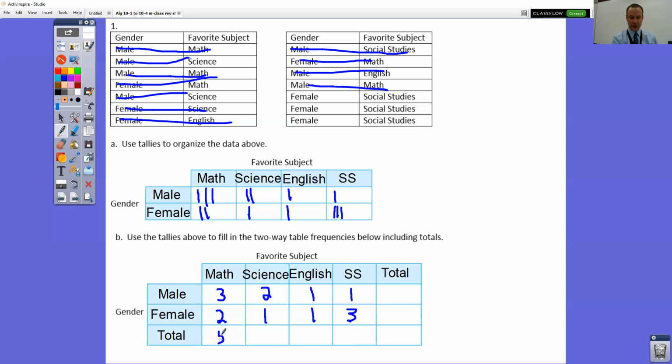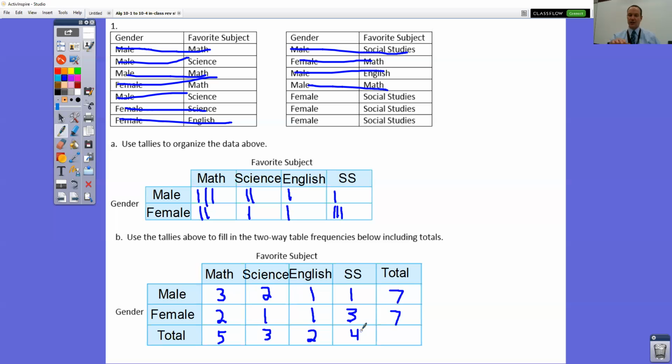So 3 plus 2 is 5. 2 plus 1 is 3. 1 plus 1 is 2. 1 plus 3 is 4. Going across, 3 plus 2 plus 1 plus 1 gives you 7. 2 plus 1 plus 1 plus 3 gives you 7.